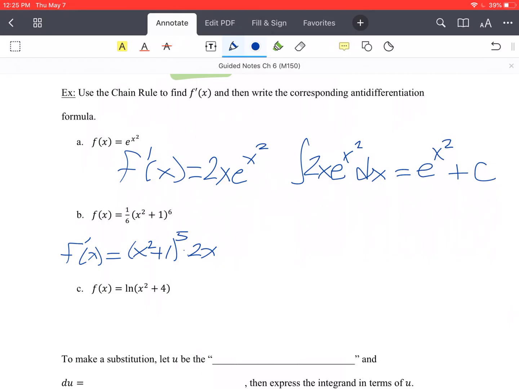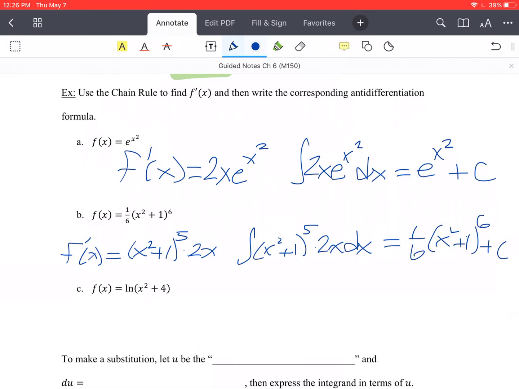So writing the antiderivative, we have the antiderivative of x squared plus 1 to the 5th times 2x dx equals that original function, 1/6 x squared plus 1 to the 6th plus c.